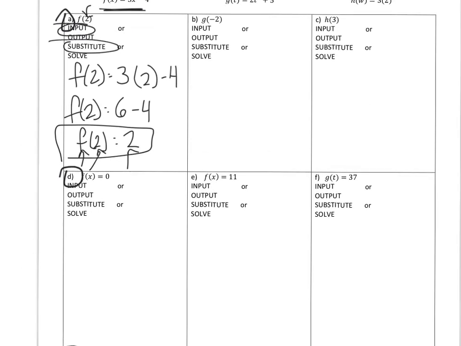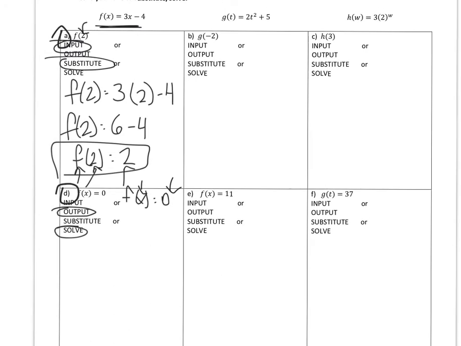It says f of x, I kind of covered it up a little bit, equals 0. Notice it's saying x is the input. We don't know it, but we do know the output, which is 0. Because it's outside the parentheses, it is an output, and when you're given an output, you have to solve for the input. So we're going to take function f of x, which is 3x minus 4 up here, and set it equal to 0.